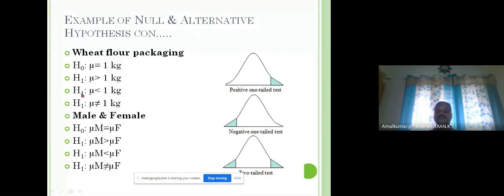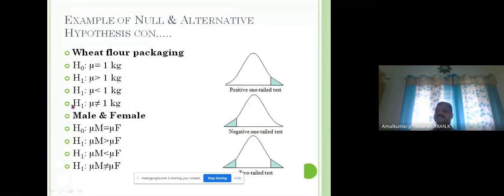Similarly, he can use the alternative that the system is producing less than 1 kg. Then he checks the negative side of a one-tailed test, the left-hand side of the normal distribution curve, and decides whether it is negative or not. If it is negative, he accepts the alternative. If it is not negative, he rejects the alternative.